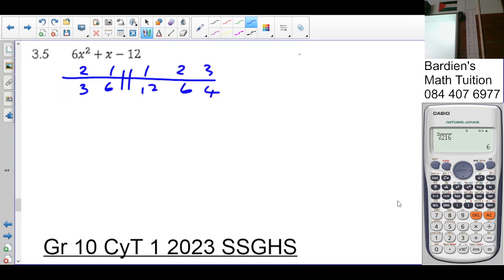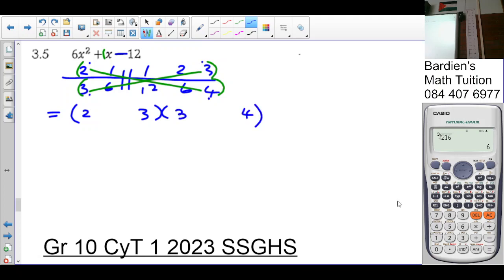Do we add or subtract our products? Of course we subtract them. So it's 3 times 3 is 9, and 2 times 4 is 8. 9 minus 8 is 1, and that's what I want. So in the bracket goes 2 and a 3, 2 and a 3, and then a 3 and a 4.